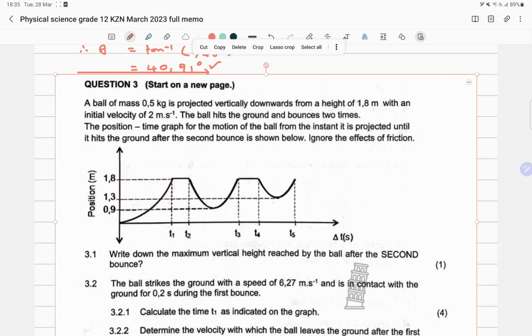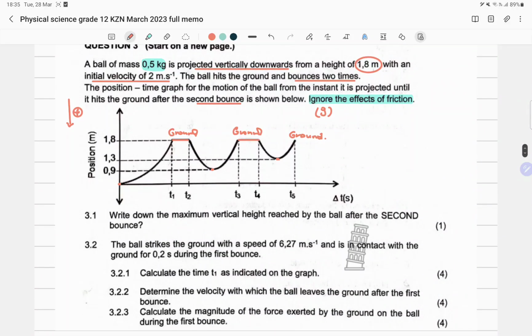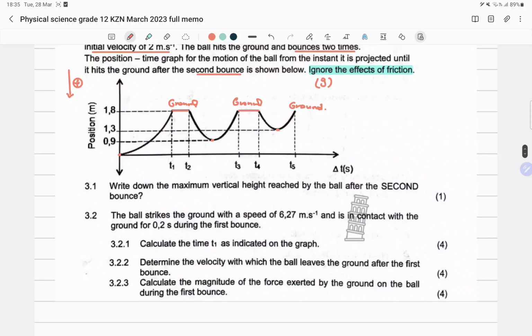So unfortunately, this is something that the diagram dictates. You are not dictating for yourself. It unfortunately chose the signs for you, so you just have to deal with it. Now write down the maximum vertical height. So it says write down the maximum vertical height reached by the ball after the second bounce. Okay, remember this was downward to the ground.